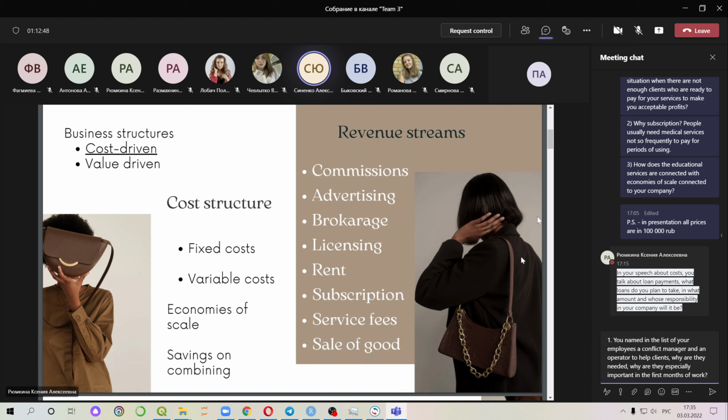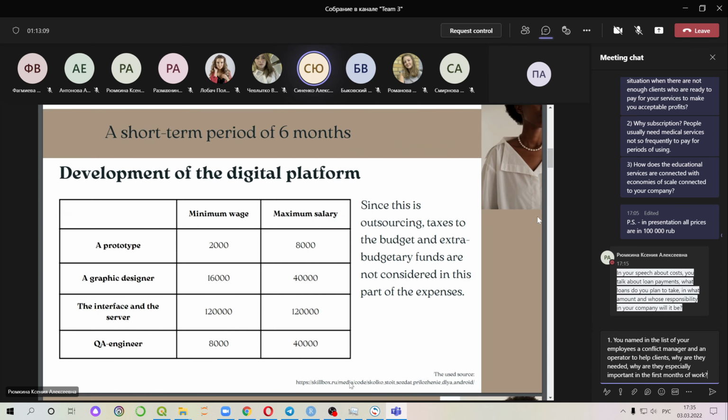We can also classify sources of income for the sale of goods: service fees, subscription fees, rent, licensing, brokerage, advertising, commission. We will analyze cost and income in a short-term and a long-term period using these classifications. Let's start with the short-term period that consists of 6 months. As for cost structure, we stress that the main activities that were presented earlier form it: the development and maintenance of a technology platform, strong marketing and hiring of employees.